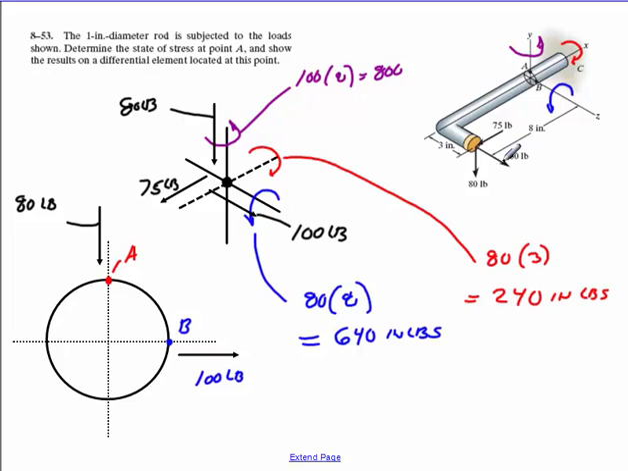Again, the 100 is only 8 inches away from the z. That's why I only get the 800. 8 times 100, there's no other distance in another axis from this point.